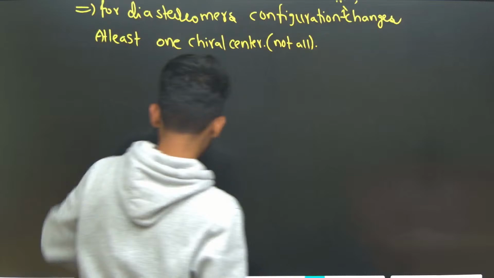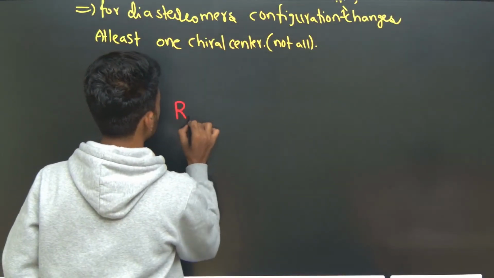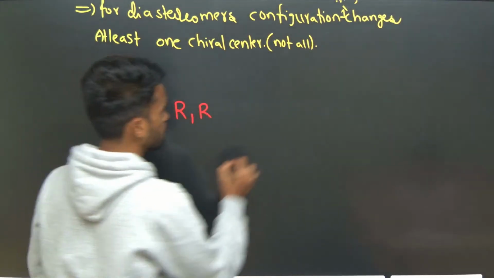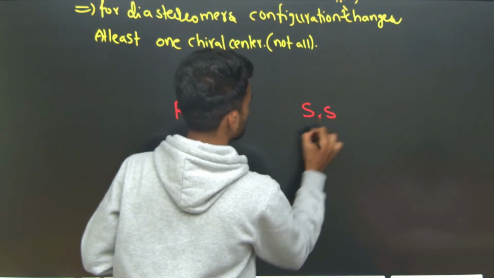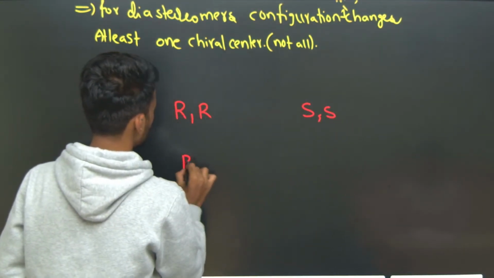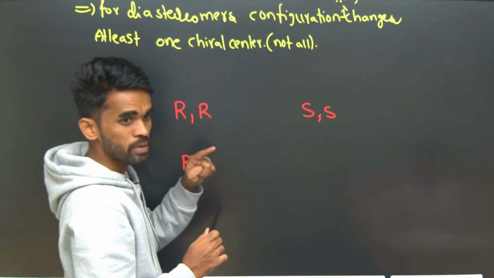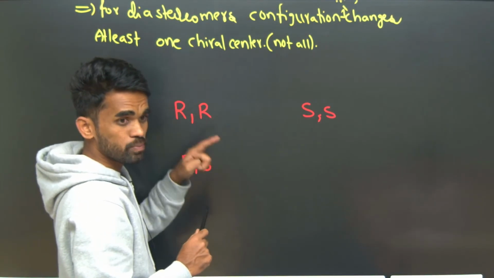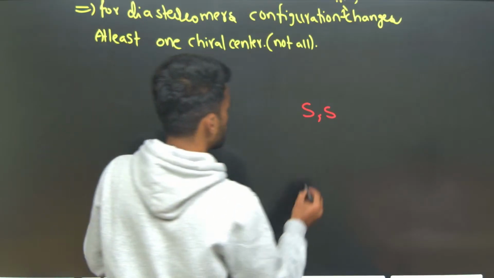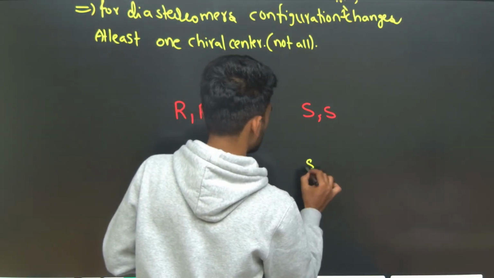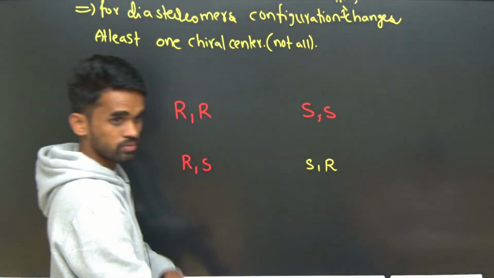Okay, so I will make it more clear using this. I have starting material RR becoming SS. Sir, R is clockwise and S is anti-clockwise? No, it is not fixed like that. If R is clockwise, S should be anti-clockwise. If R is anti-clockwise, S should be clockwise, like that. That is experimental observation only.